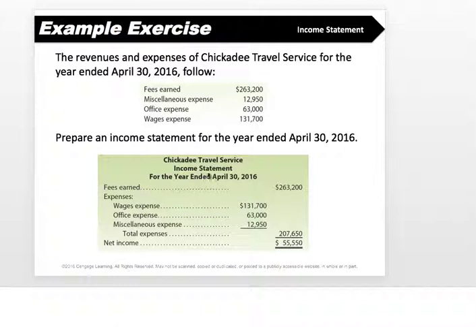Also, I want you to notice that the first thing you'll see on the income statement is the name of the company, and then you'll see the name of the statement, income statement. And for the income statement, it is created for the year ended. It could be for the quarter, or it could be for the month ended, and then the date. And that's because these fees earned were earned in that year. These expenses were incurred in that same year. And so the income statement will always comply with the matching principle.